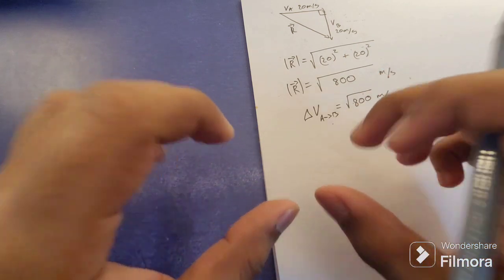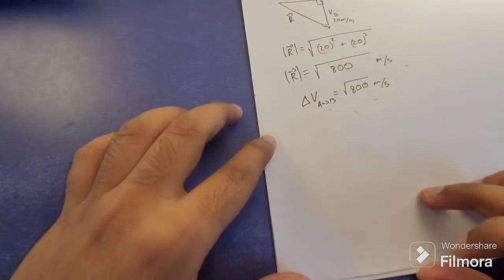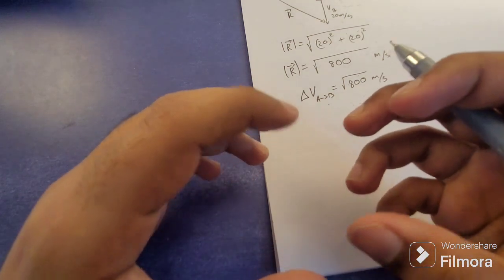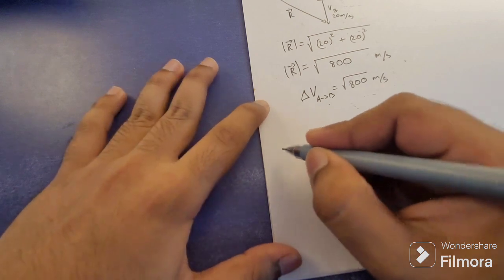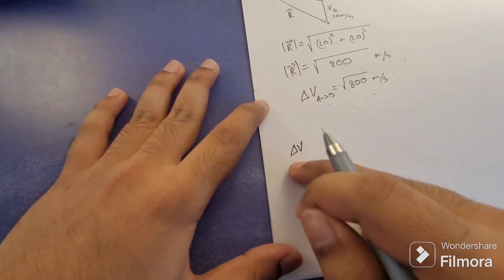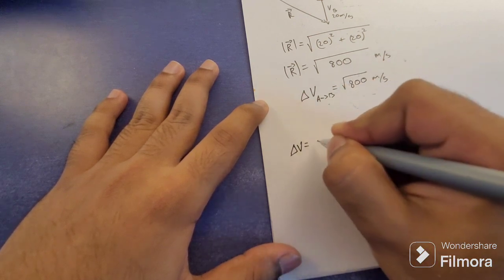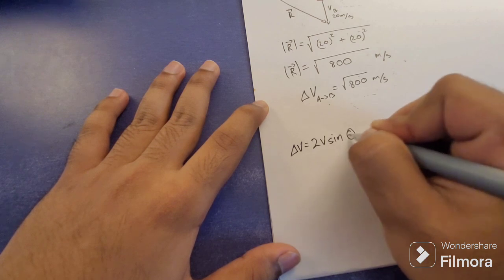Now, there is a very quick trick in order to calculate the answer instead of doing all this. So we just need to apply a simple formula. Let's say we are supposed to calculate the change in velocity of a particle. So that would be simply delta V, which is the change in velocity. It always equals 2V sin(theta/2).